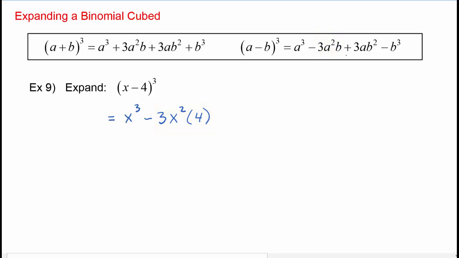Next, we will add 3 times the first term times the second term squared. Then last, we will subtract the last term to the third power. Now when we simplify, we're going to get x cubed minus 12x squared plus 48x minus 64.